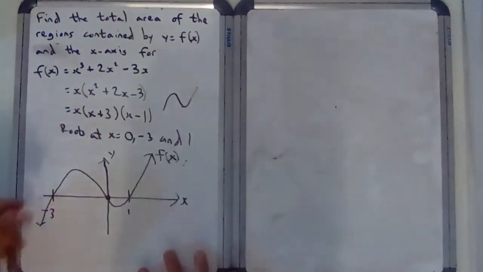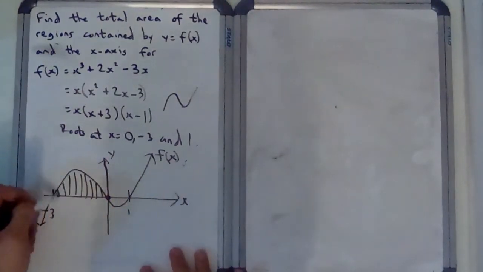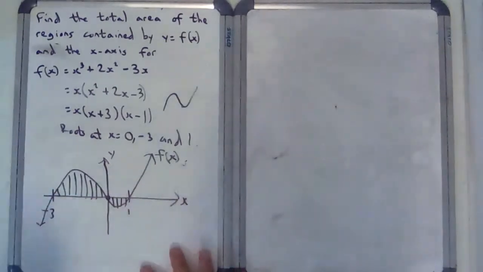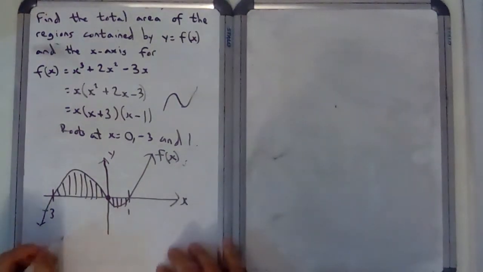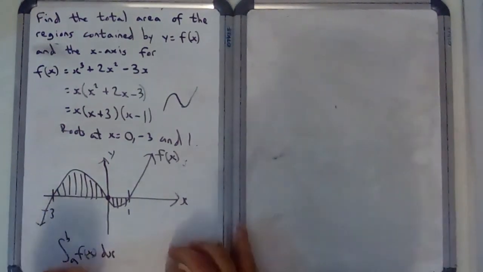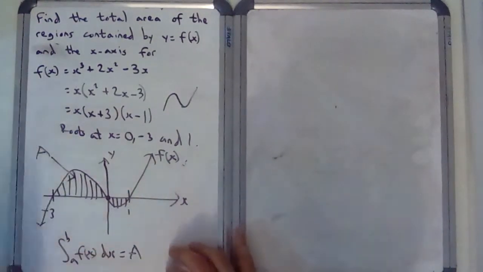So what we've got then, the area enclosed, is this bit, and there's also this bit. So if a function f of x is positive and continuous, you know that the integral between a and b of f of x dx is going to give you the area. So say that area.